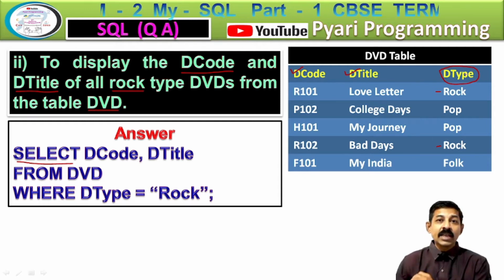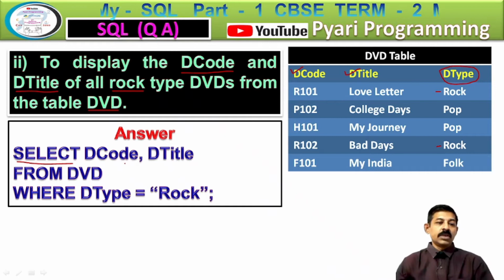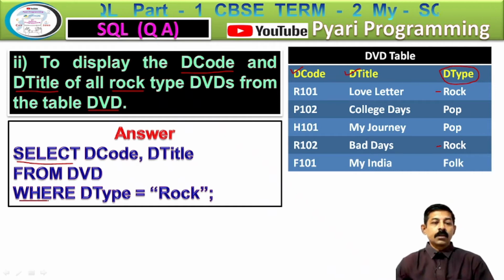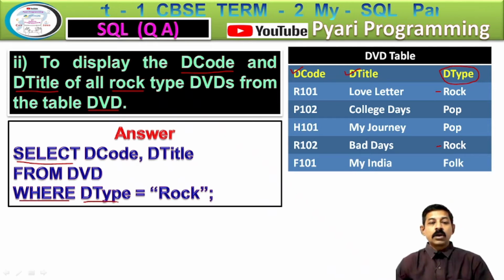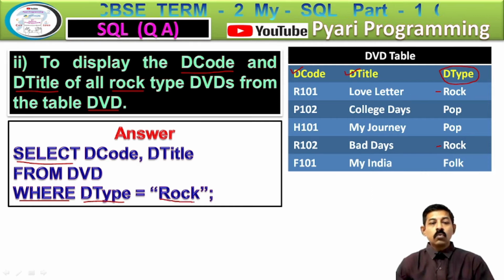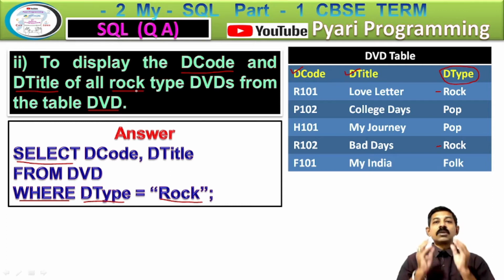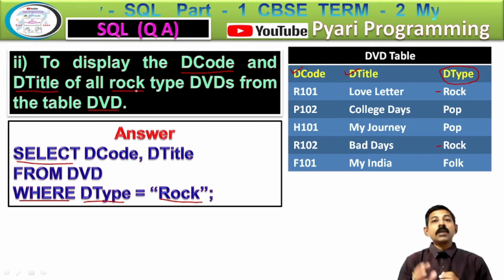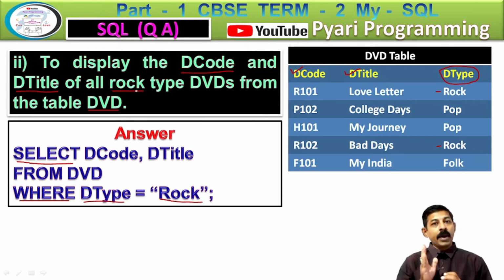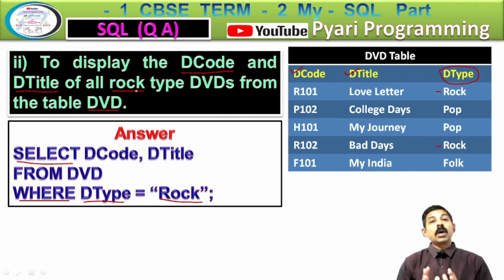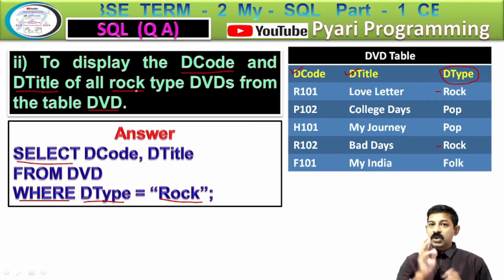How is a condition given? With where. So that's why where D type, the column name, is equal to whatever information it is asking about. I'm saying it again. We'll start with the select. After that, specific columns separated by comma. If it is talking about all the columns, I will put star.